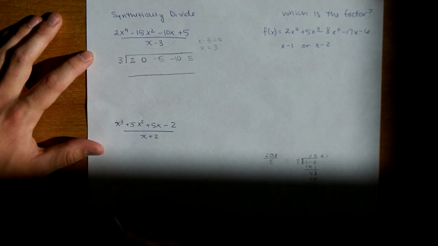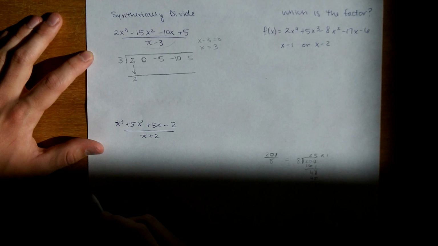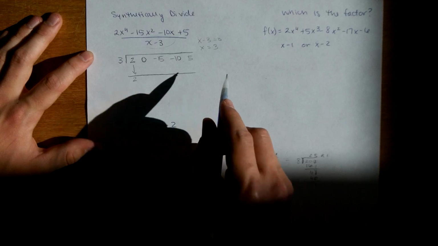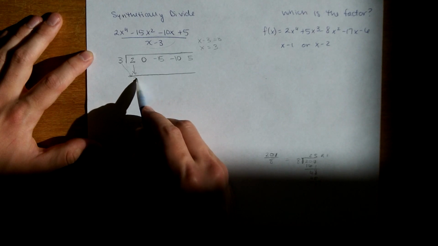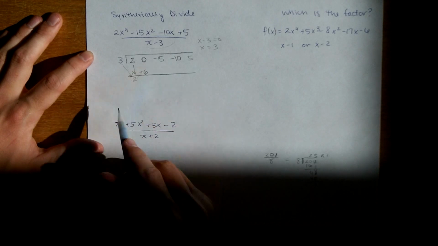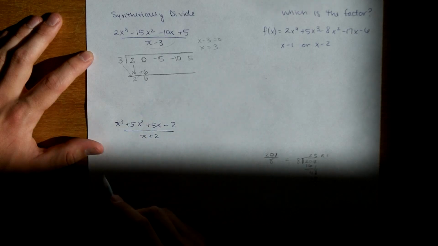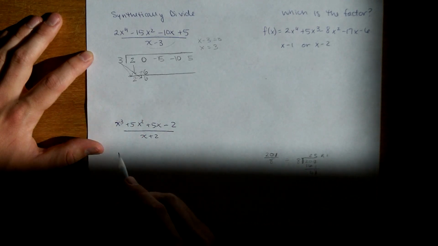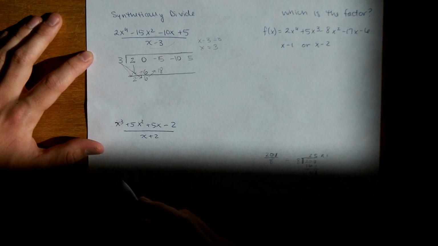Now, to synthetically divide, the very first step after you have this set up is to drop down your first term, the 2. It just comes right on down. After that, it's just multiply and add, multiply and add. So we're going to multiply the 3 by this 2 we dropped down to get 6, and we're going to put it right underneath the next coefficient. We're going to add these two together, so 0 plus 6 is 6. And now I'm going to do the same thing. 3 times 6 is 18. 18 then goes under the negative 15. Negative 15 plus 18 is 3.